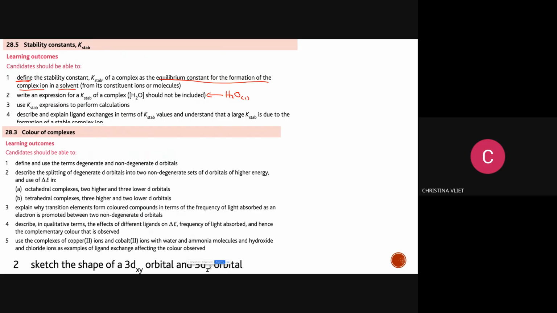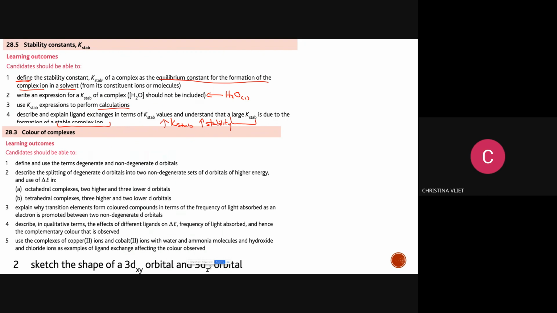Use K-stab expressions to perform calculations, meaning math. We will have some light math today. And then it says describe and explain ligand exchanges in terms of the K-stab value. And understand that a large K-stab is due to the formation of something that's more stable. So the larger the K, the more stable the complex. That's all this says. Larger K, more stable complex. Greater stability, greater K. And we'll explain why that is in today's lesson. And that's the first half.